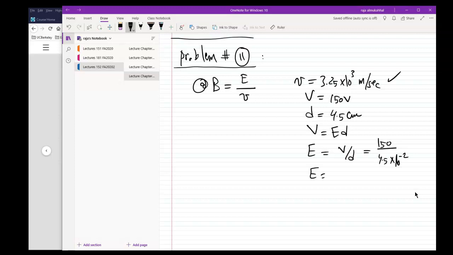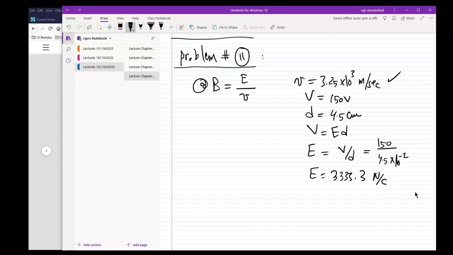So we have 150 divided by 4.5 times 10 to the negative 2, and then I just calculate it. I have my calculator. I hope you're calculating with me. So I have here 150 divided by 4.5 E negative 2. The answer is 3333, I hope I did it right, newtons per coulomb or volts per meter, whatever you want. And there we go, I have that.